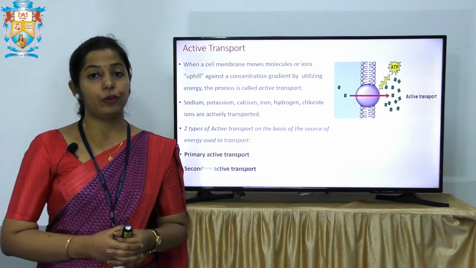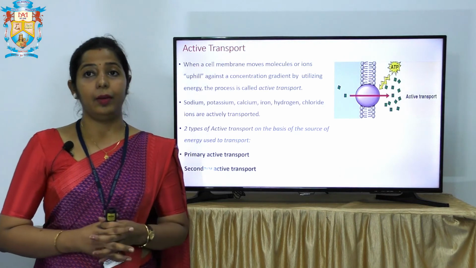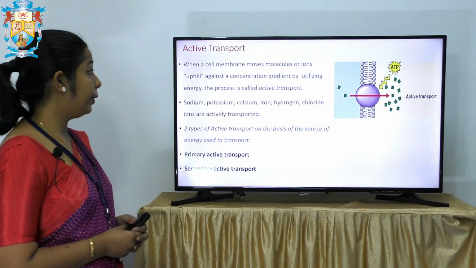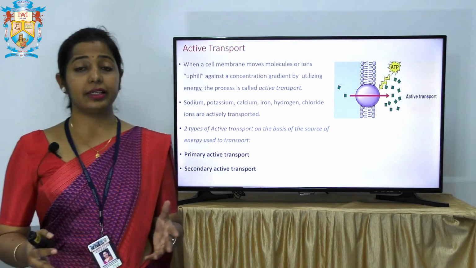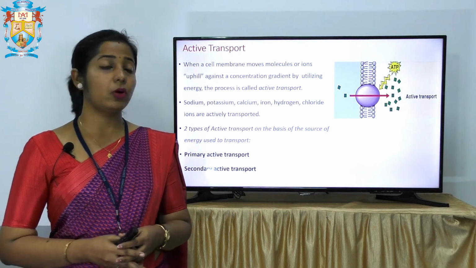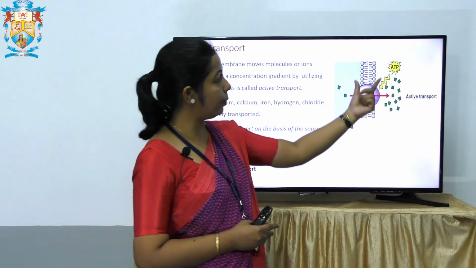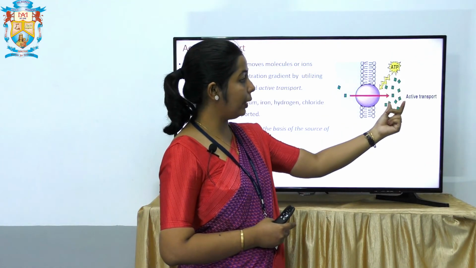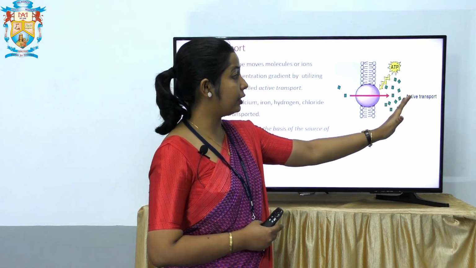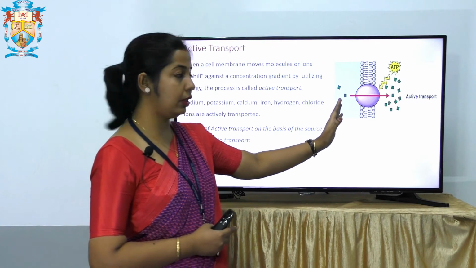Next is active transport. When a cell membrane moves molecules or ions uphill, that is, against the concentration gradient, by utilizing energy, that process is called active transport. As you can see, this is a membrane, and here the green box, suppose this is a solute. On this side the concentration is more, and on the other side the concentration is less.